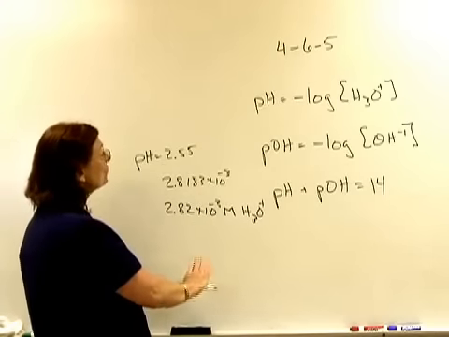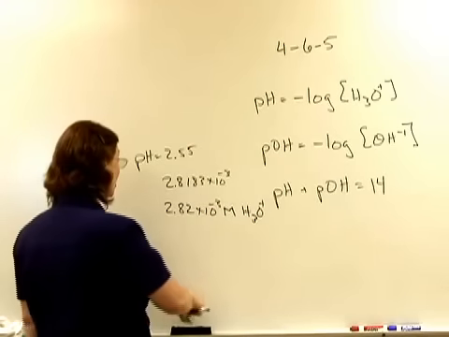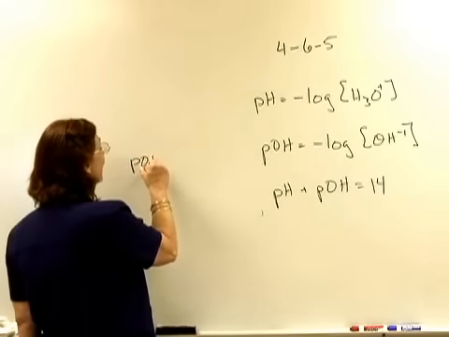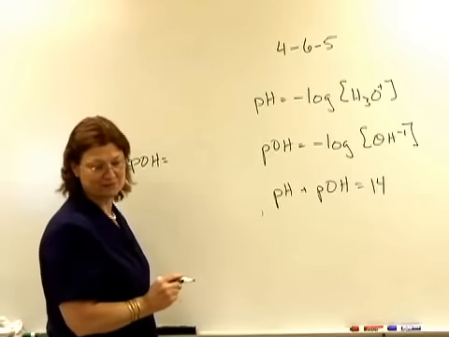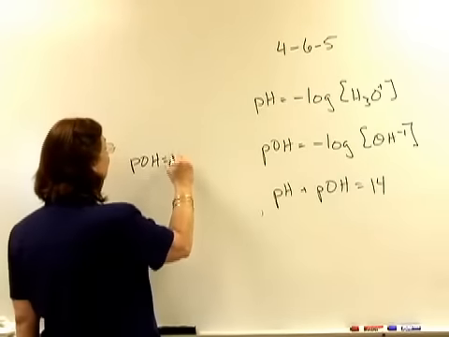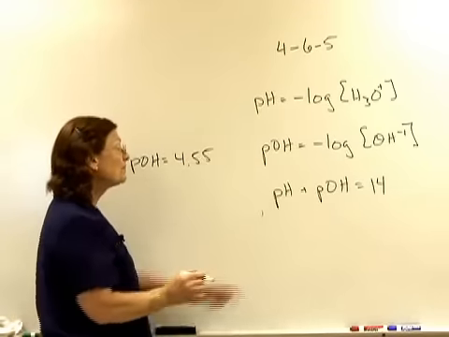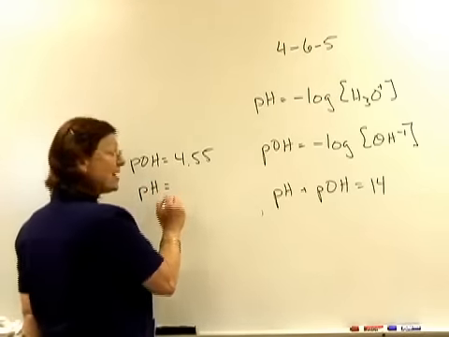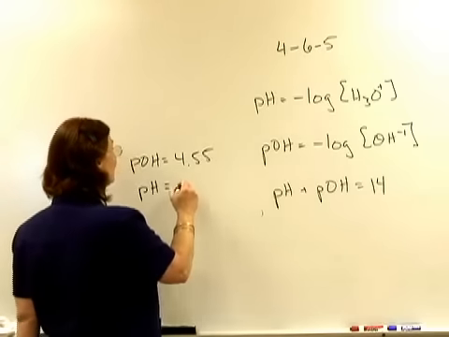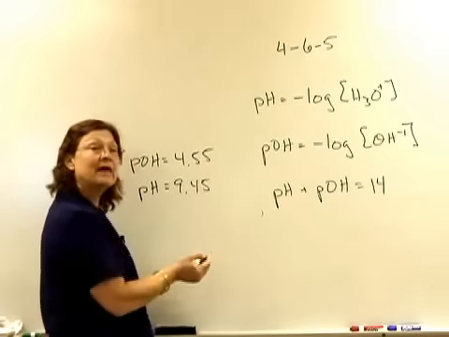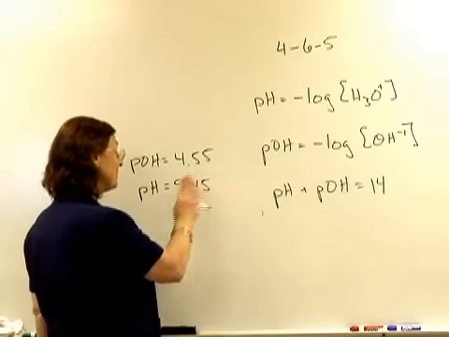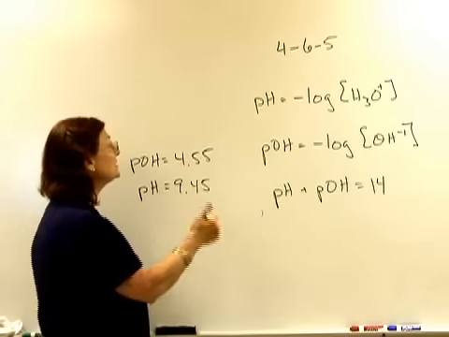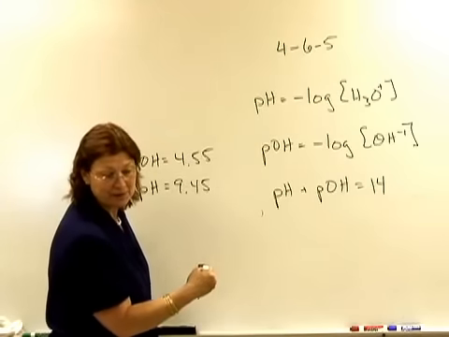Now, it is more difficult, or it takes another step, to go from pOH. If I'm given a pOH, let's do number 2 together. The pOH is 4.55. Therefore, I'm going to subtract it from 14 to get the pH. And therefore, in this case, the pH is 9.45. Then I follow the same format. I make the number negative, and then I take the inverse log or shift log to get to that 10 to the x.